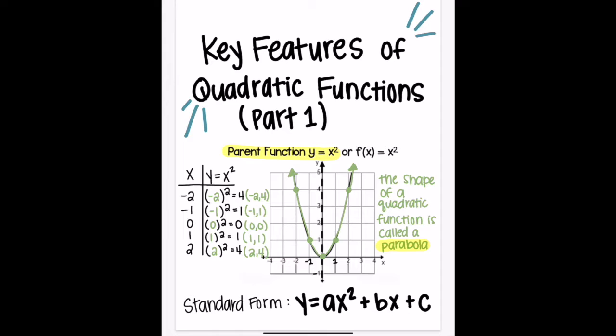So this is the parent function, y equals x squared. But sometimes you will see it written in standard form instead. It's still a quadratic because it still has x squared, but it has some other terms in the equation. Standard form is y equals ax squared plus bx plus c, where a, b, and c are any number.